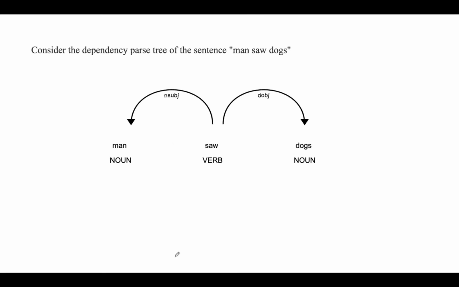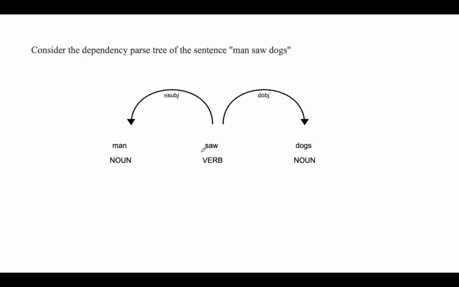So let us take this dependency parse tree again, one more example for this. So the example is man saw dogs. So here man is a noun, whereas saw is a verb and dogs is a noun. So first, you can see the arrows. In a given sentence, which word should be the root word? Verb becomes the root word, right? So what is the verb in the given sentence? It is saw. So saw is the root word.